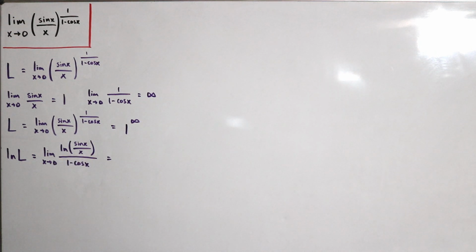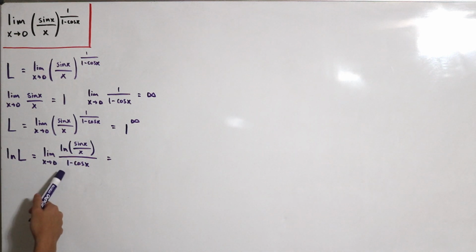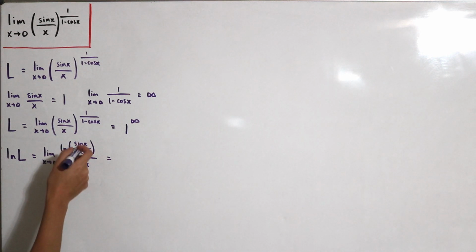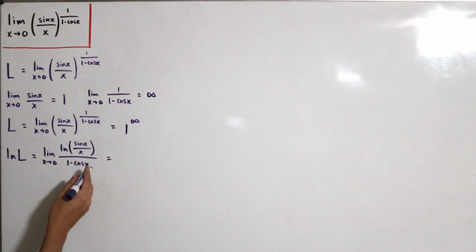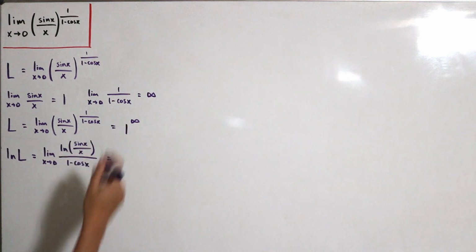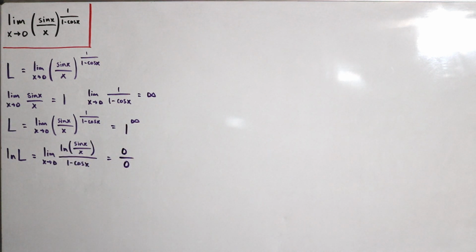Now if you plug in x approaches 0, sine of x over x is 1, so ln of 1 is 0. And 1 minus cosine of 0 is 1 minus 1, which is 0. So you get a 0 over 0 indeterminate form. What do we do from here? You can apply L'Hopital's rule.